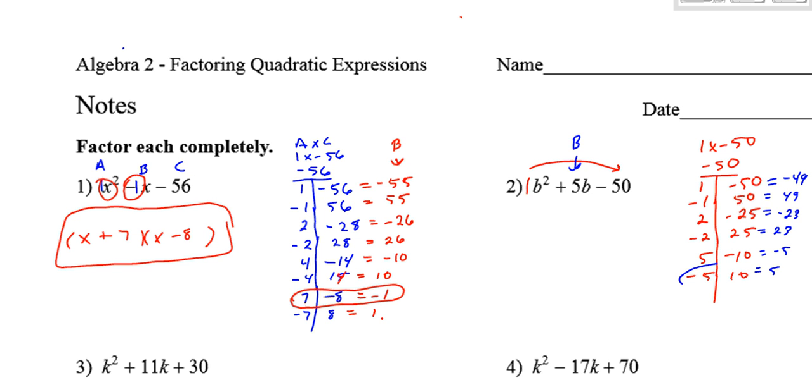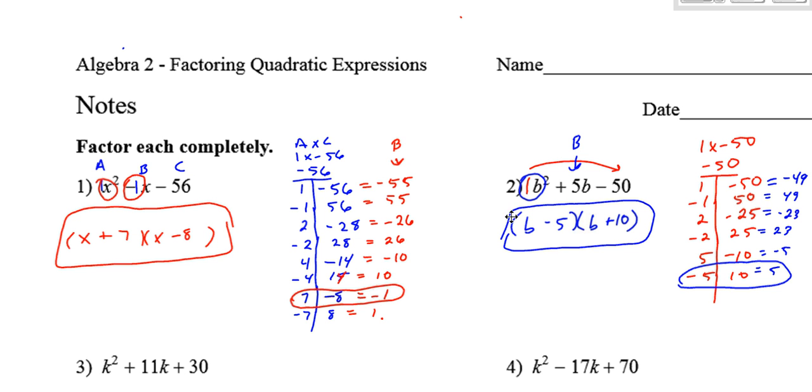So the combination that I'm going to be using is this one right here. I'm going to take my first term, the 1b basically, and put b here and b here, and then I'm going to do negative 5 and positive 10, and those are my final answers. And just to do a quick check to make sure you did it right, if you multiply b times b, you get b squared. And if you multiply negative 5 times 10, you do get negative 50. And if you add negative 5 and 10, you get positive 5. So you can always do a quick little check at the end to make sure that you did that correctly.